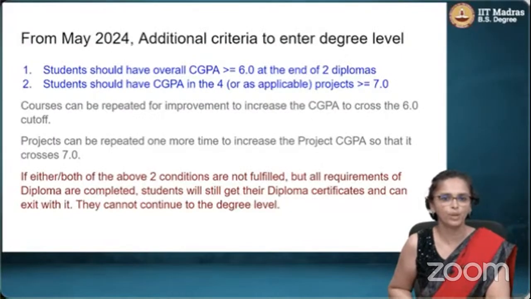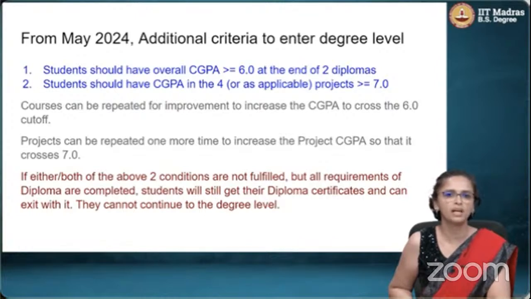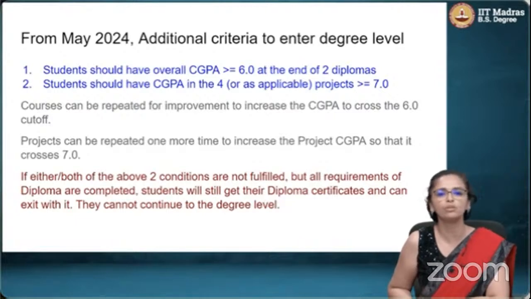This is a very important slide, especially for students who are currently in the diploma level and who might be entering the degree level May 2024 or later. This is not applicable to students who have entered the degree level in the Jan 2024 term. So basically there is a cutoff criteria that we are bringing in for you to enter the degree level in May 2024 or thereafter.